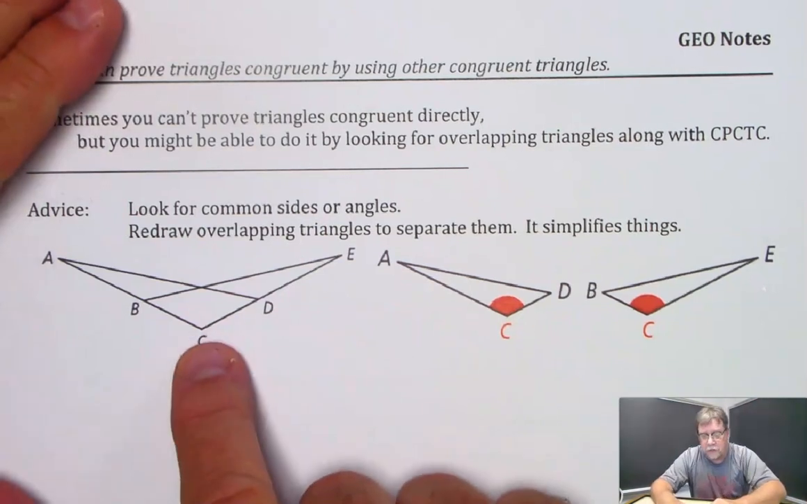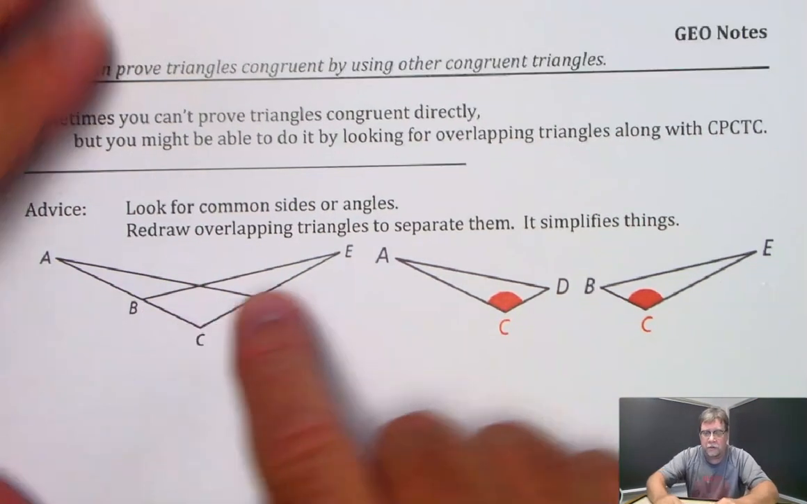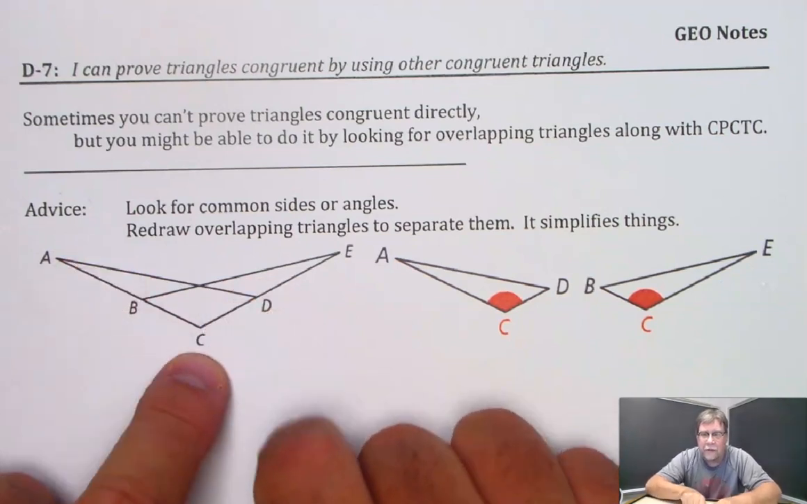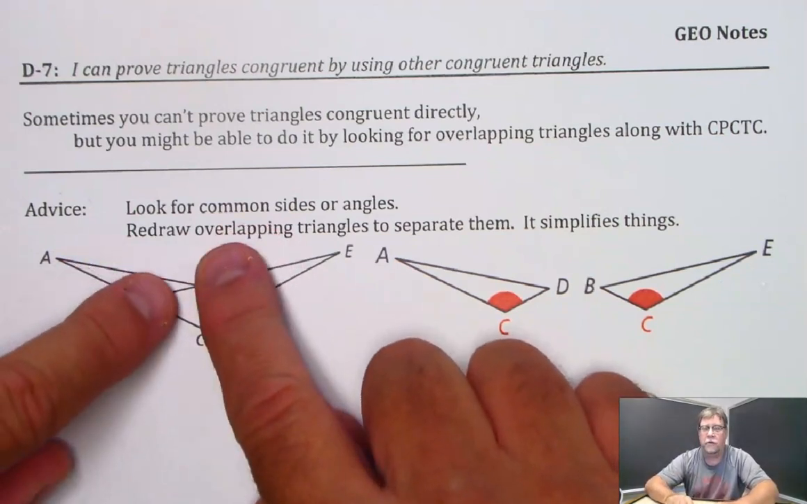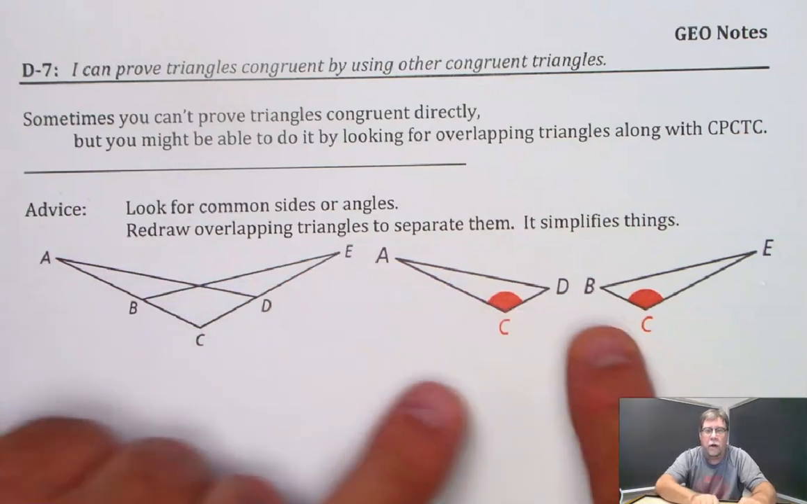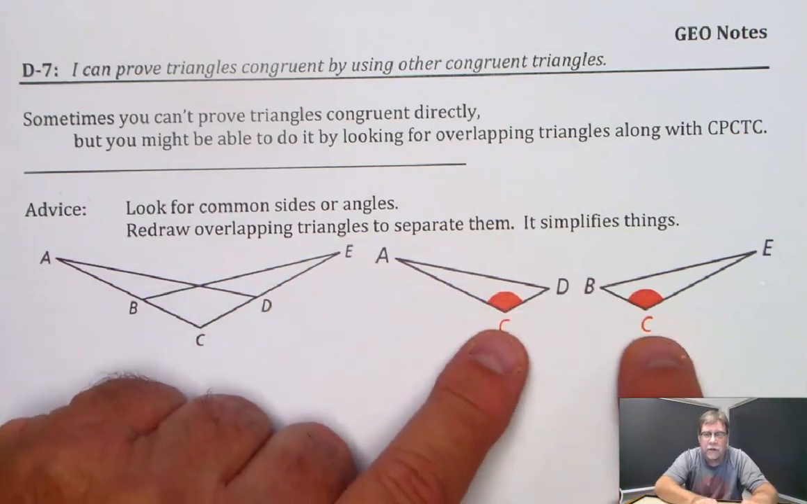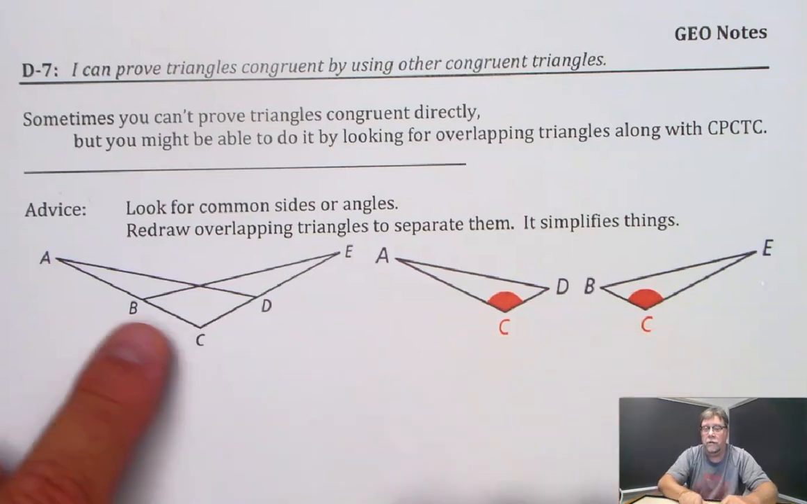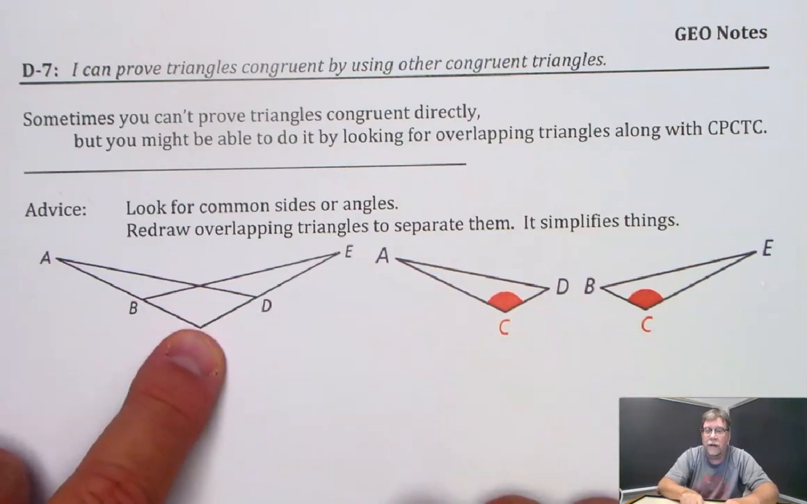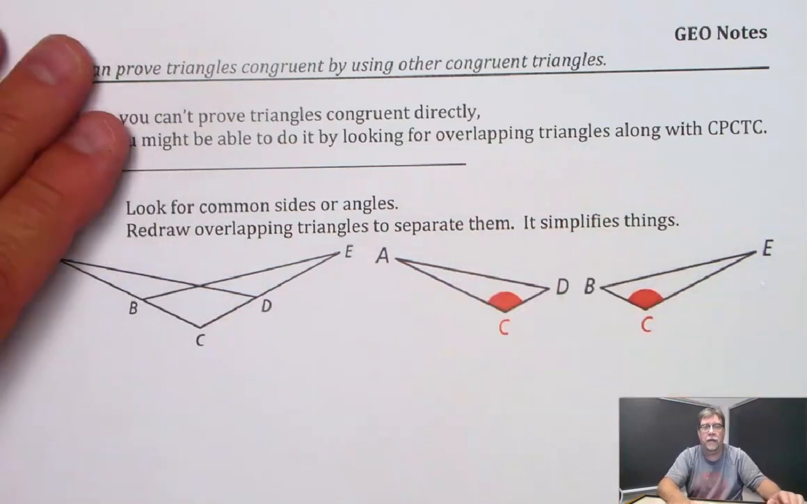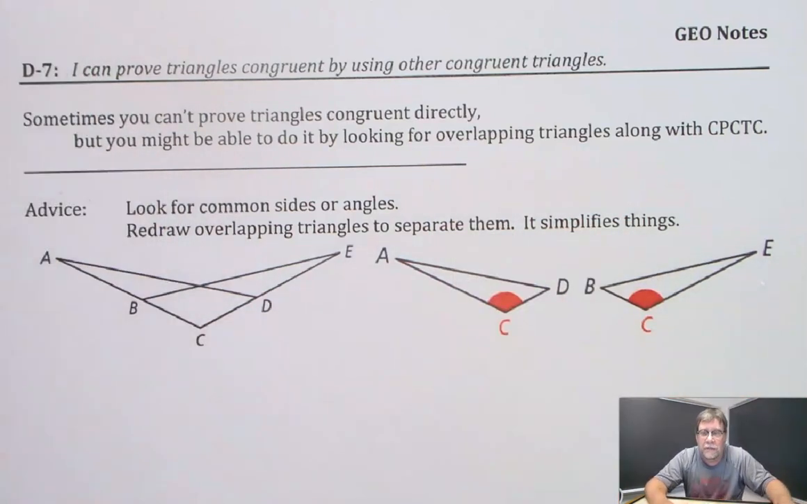Here's a situation where some triangles are overlapping. This angle C is being shared. So if you take these 2 triangles and pull them apart and redraw them like we did here, you'll see that we have two angles that are congruent because they're basically the same angle. So sometimes that helps things. We'll take a look at some examples. We'll do a couple of proofs with that concept.